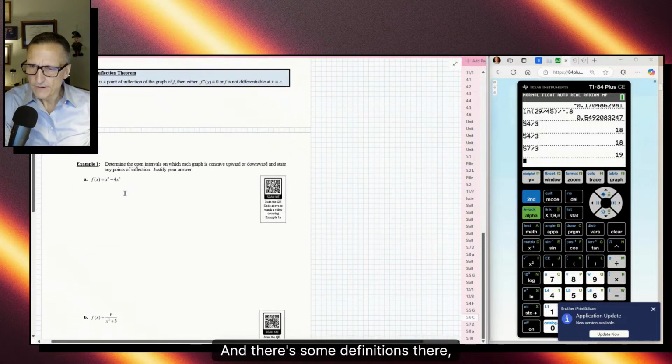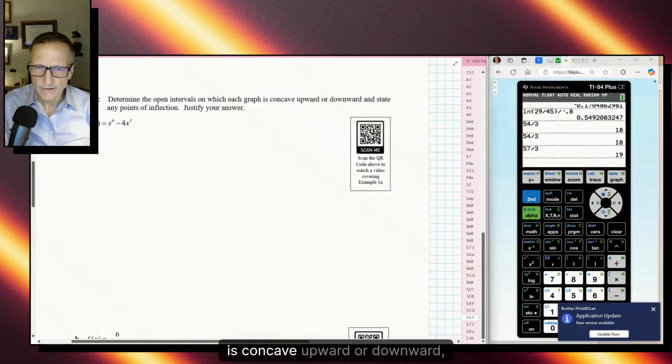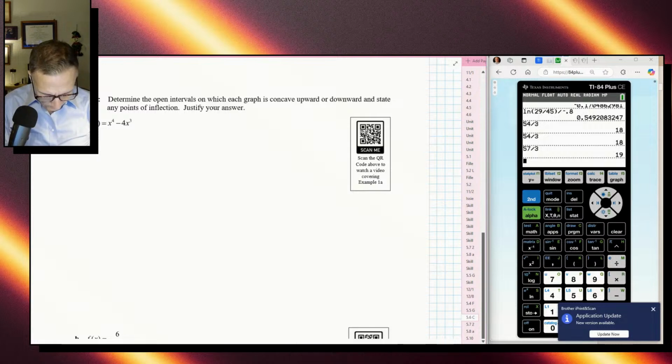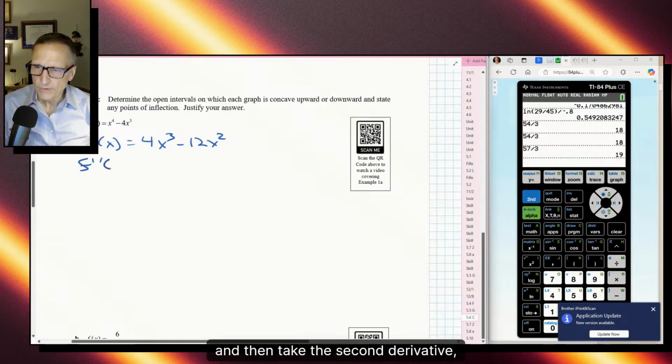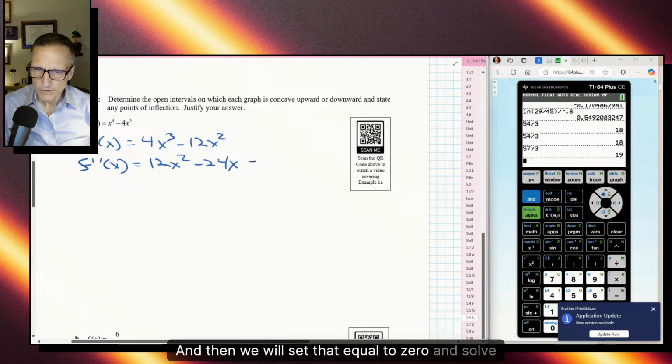And there's some definitions there. But this says here, determine the open intervals on which each graph is concave upward or downward, and then state any points of inflection. So our job is to find the second derivative first. So we will take the first derivative, and then take the second derivative, the derivative of the derivative, and then we will set that equal to 0 and solve it.